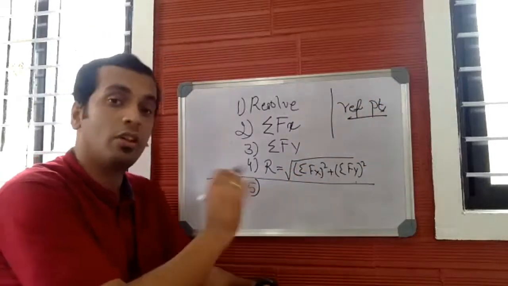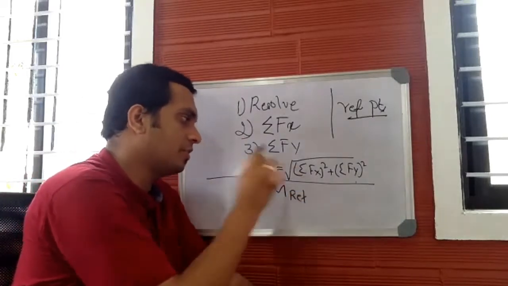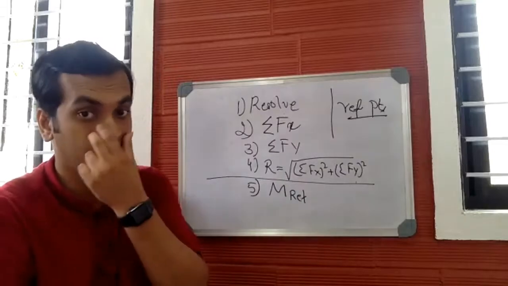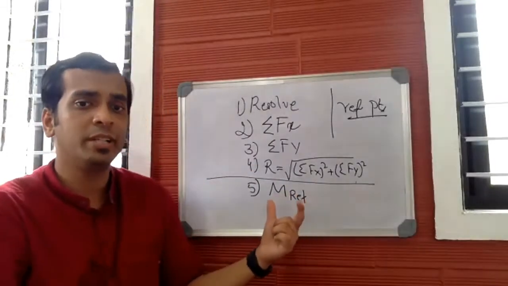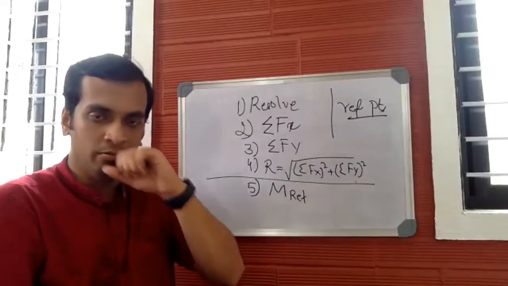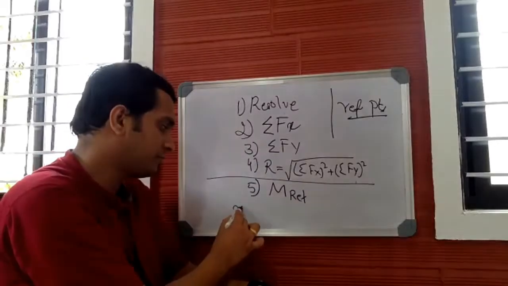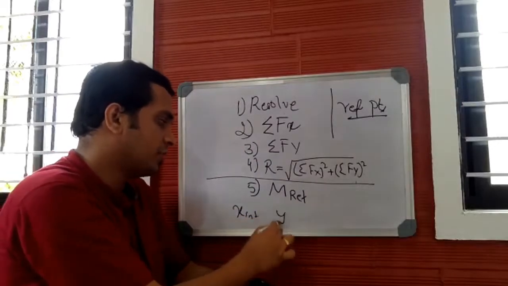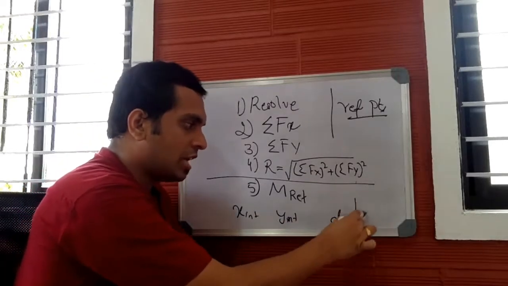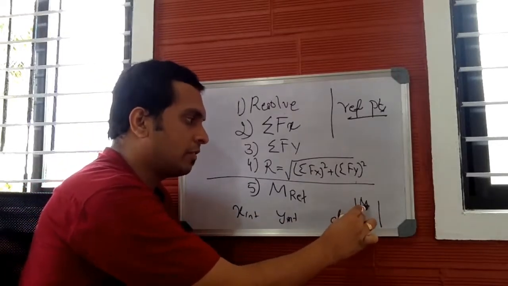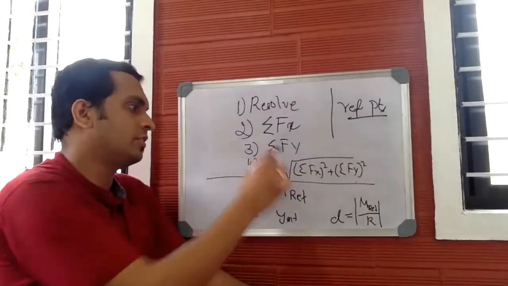So in step number 5, what will you do? You will find the moment about the reference point. Hope you know how to find moment. We went through this concept in the last session. Once you find the moment about the reference point, you'll find the values of x-intercept, y-intercept, and d. So d is the absolute value of moment about the reference point divided by R. R is the resultant.